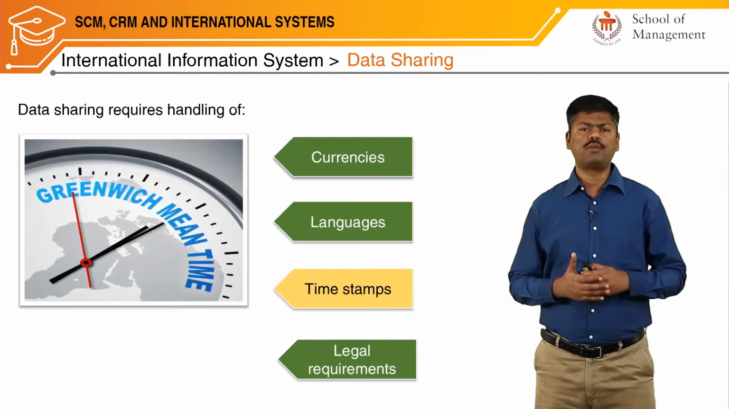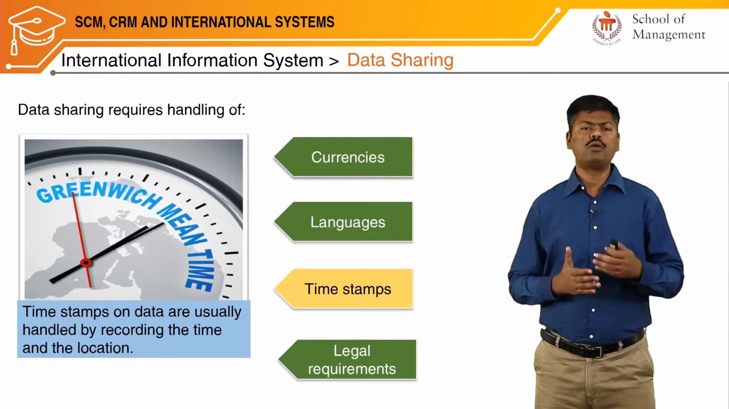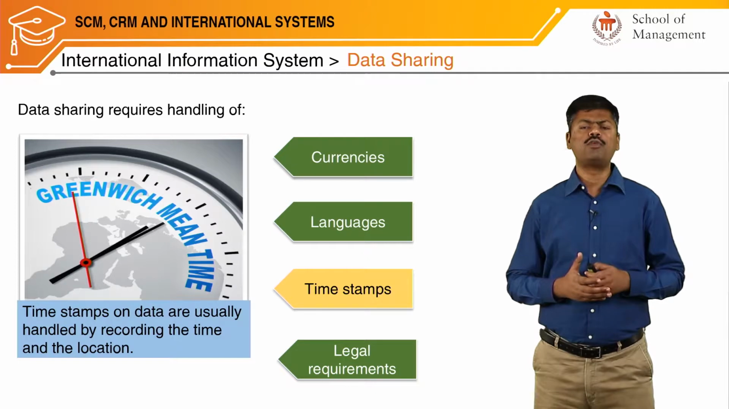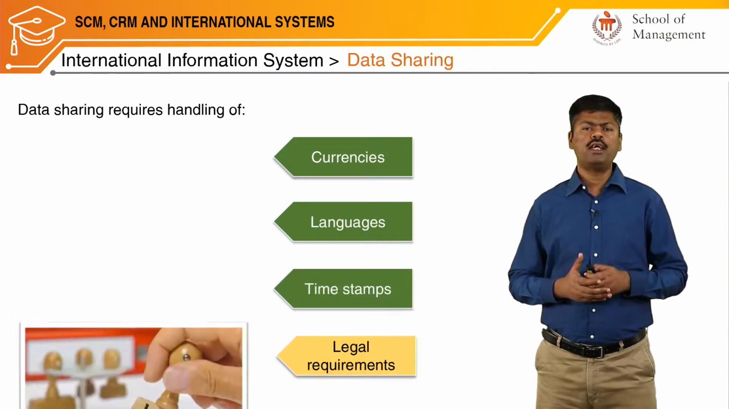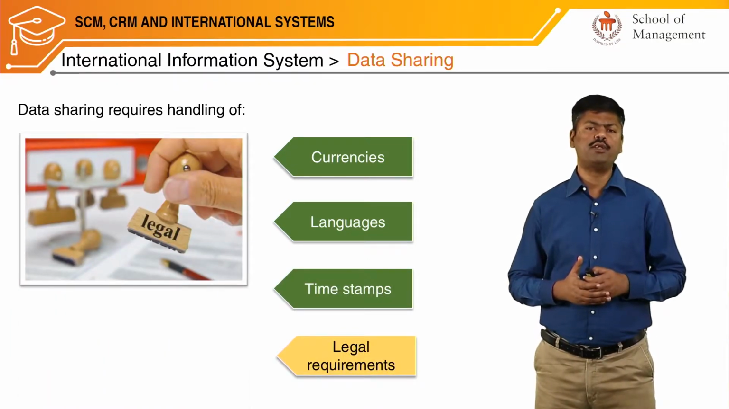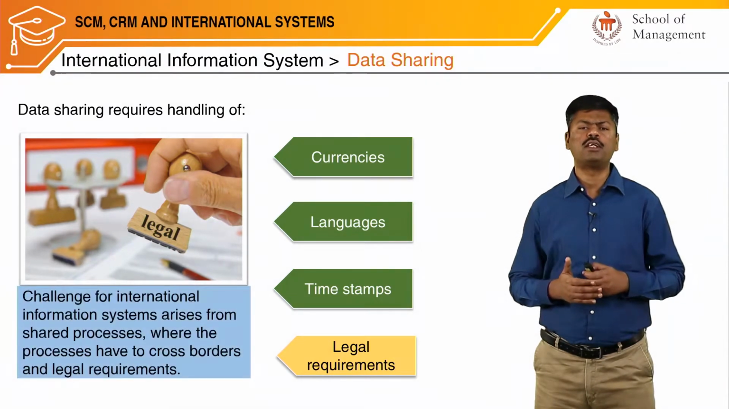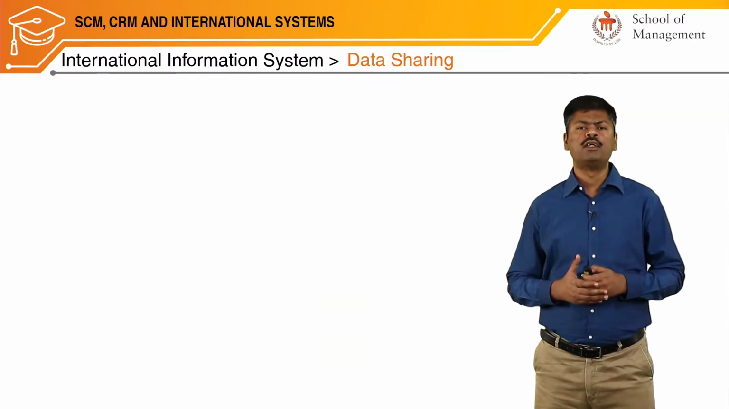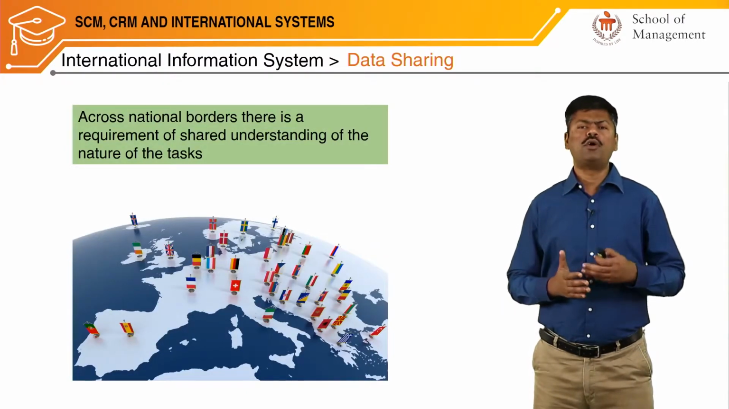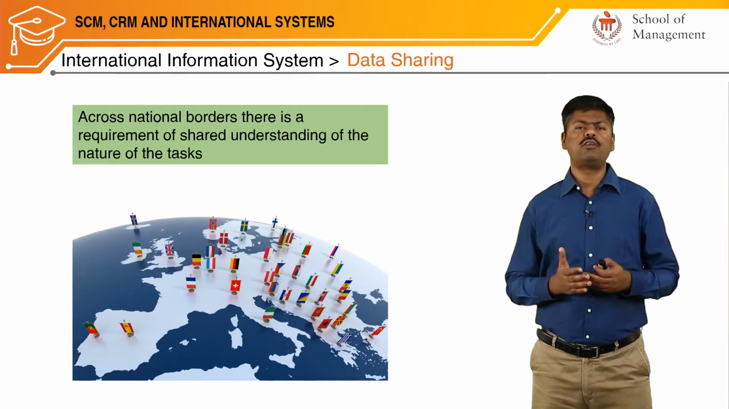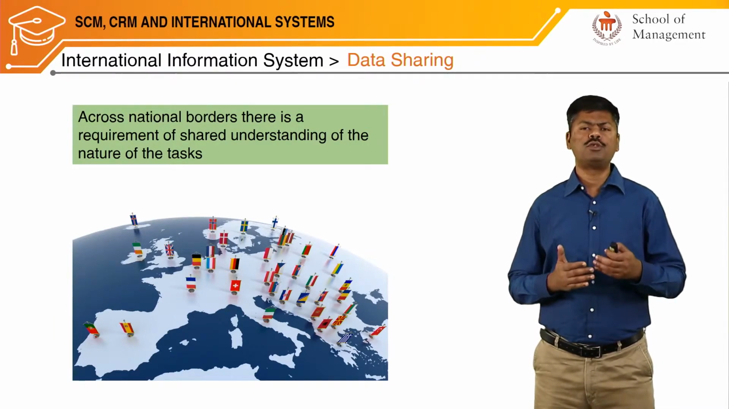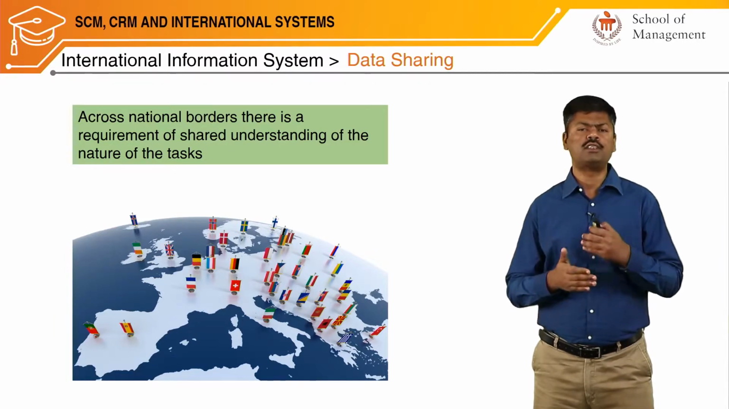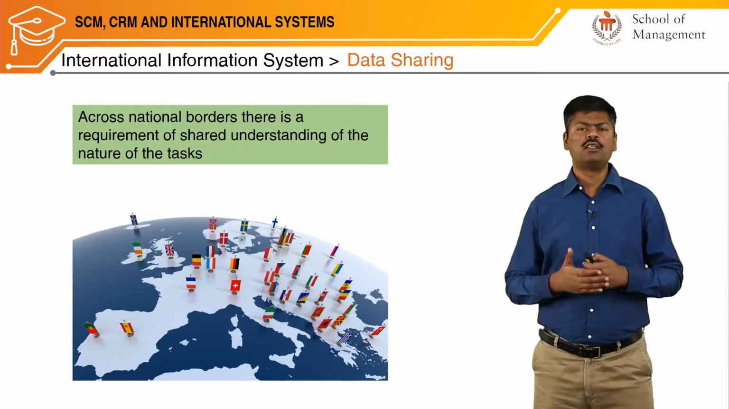Then you have the timestamp, where you try to communicate with the organization with a recording of time intervals of how you are communicating with them. And then you have legal requirements that need to be fulfilled when two companies across the border are communicating, in terms of sharing legal entities and following legal procedures. Across national borders, there is a requirement of shared understanding of the nature of tasks, because if two companies from different countries need to collaborate, they need to respect each other's policies and legal framework.